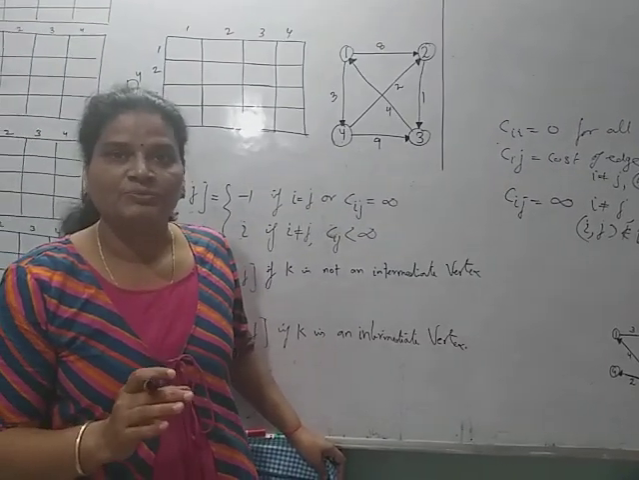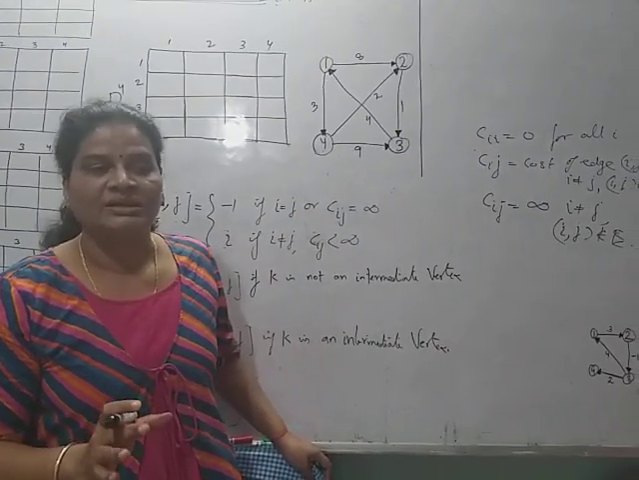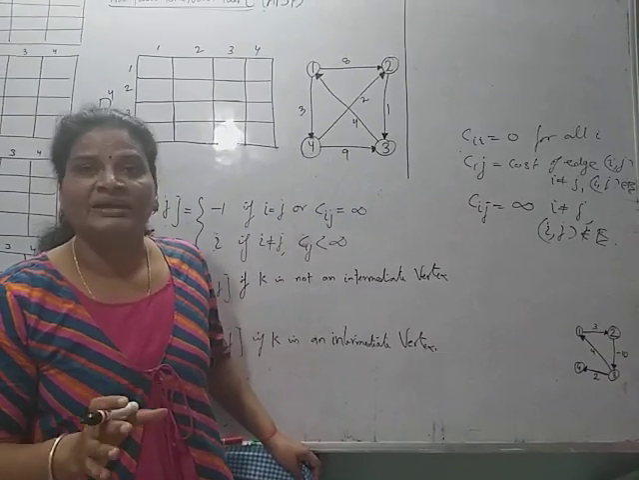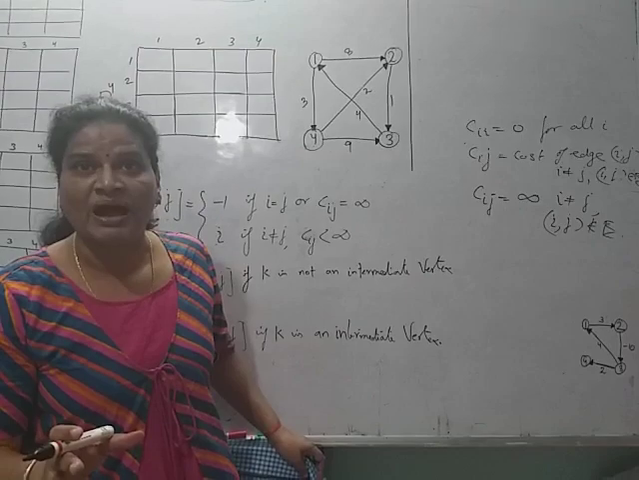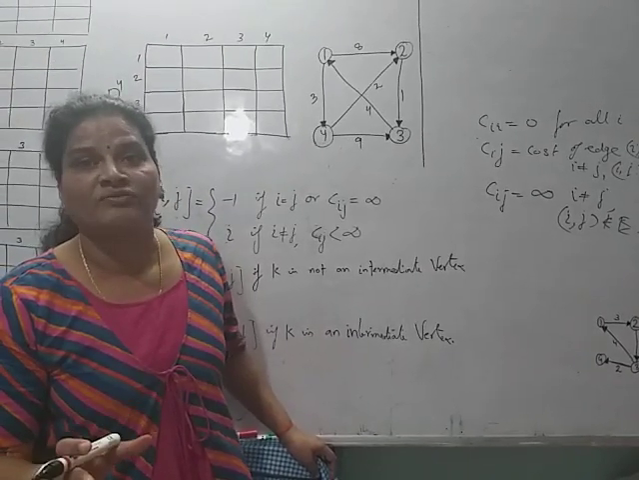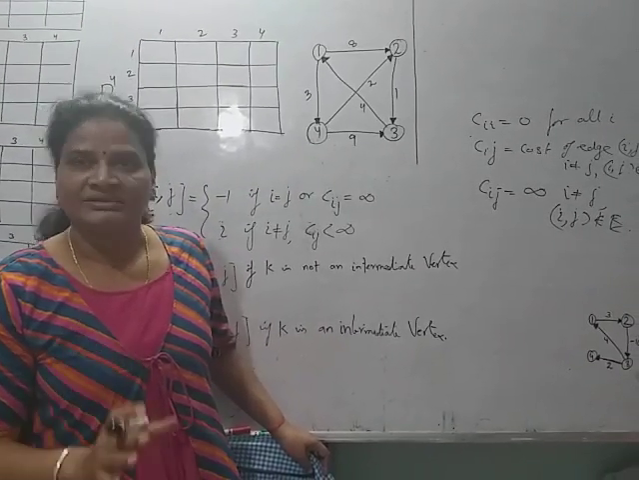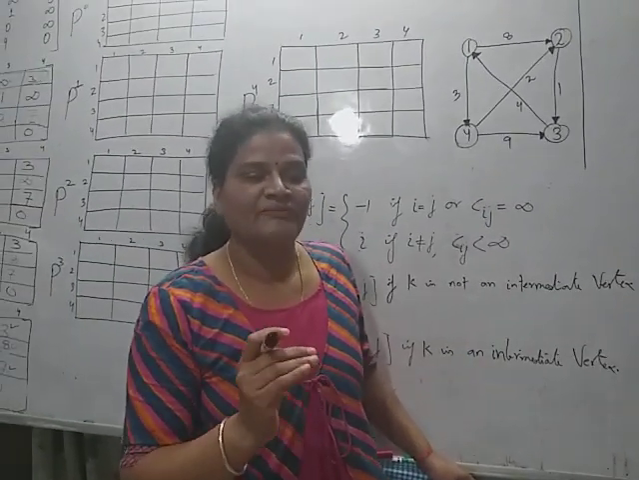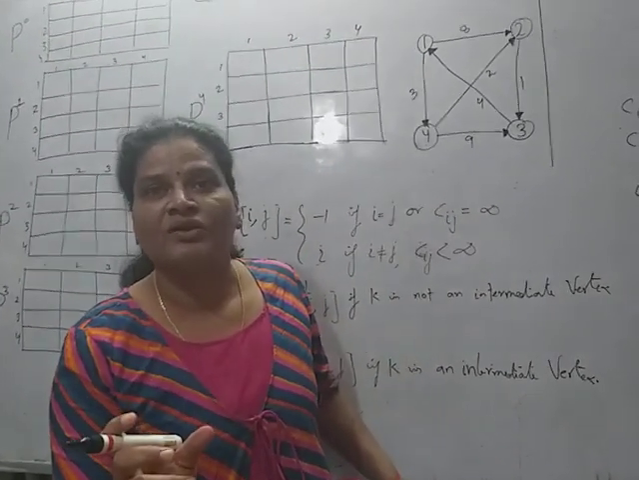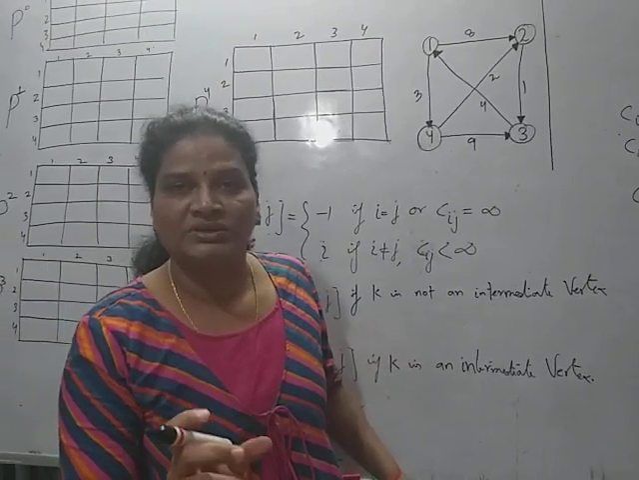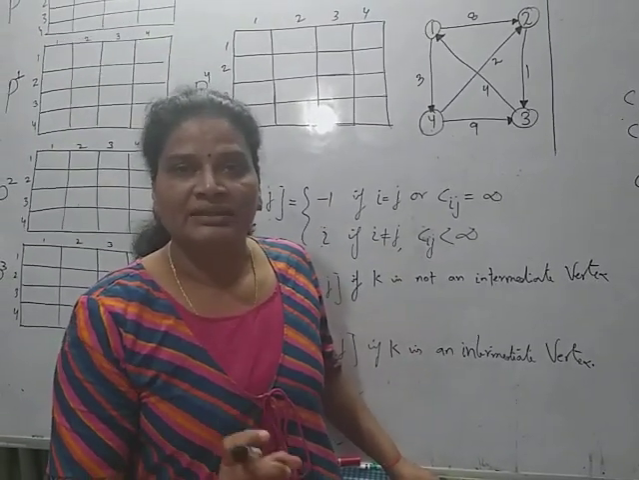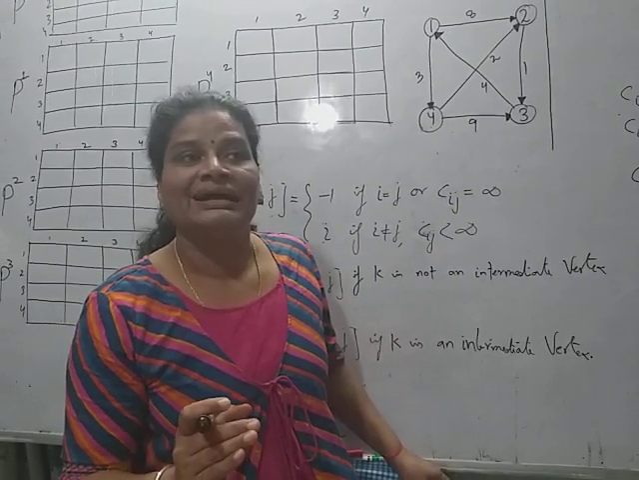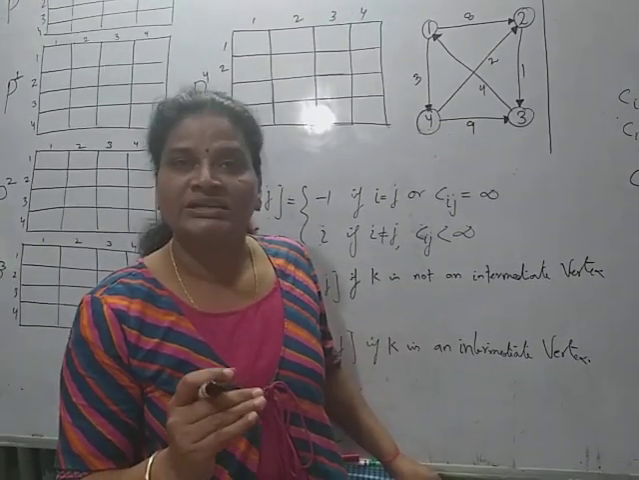Now what is the problem here? The problem is simply to find the length of the shortest path for all pairs of vertices in graph G. So between every pair of vertices, like 1 to 3, 1 to 2, 1 to 1, then 2 to 1, 2 to 2, 2 to 3, 2 to 4, it will give the length of the shortest path.